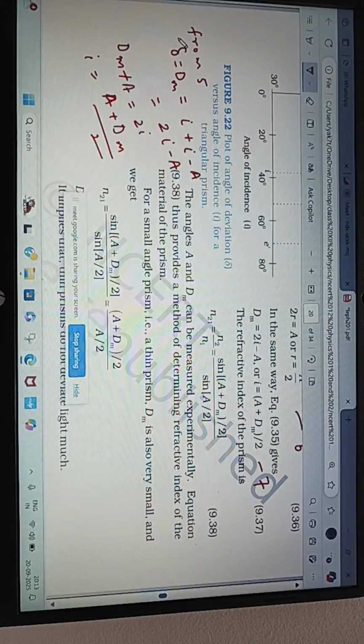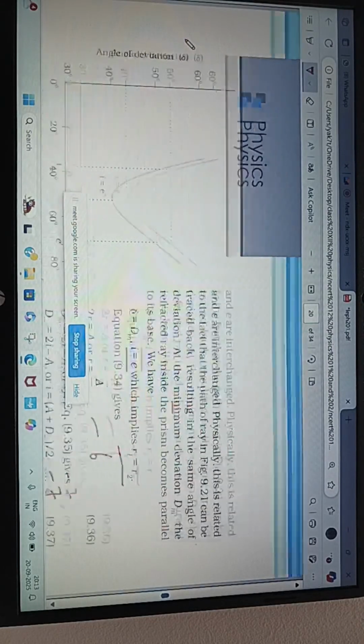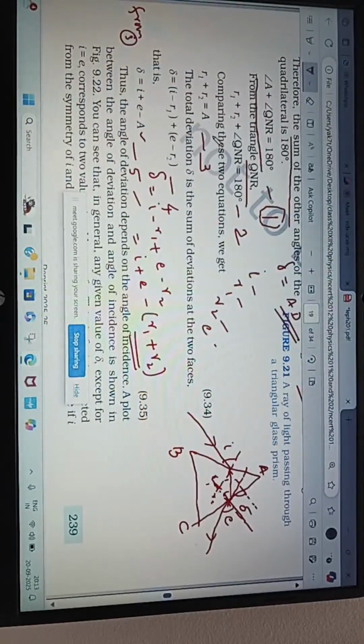What is r? From where is r? The r equation is here, the third equation. From the third equation, what will happen? r1 is equal to r, that is equal to r. So r plus r how much? A. So 2r is equal to A.